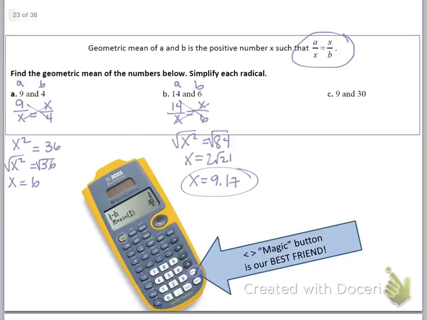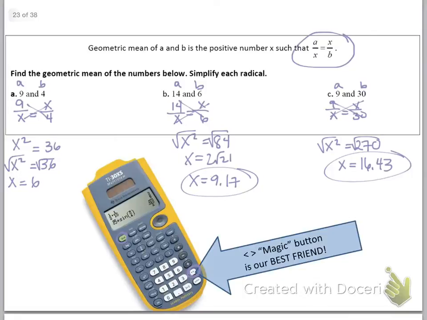So if I move over here, this is A, this is B. So 9 over x is equal to x over 30. X times x gets me x squared. 9 times 30 gets me 270. Opposite of squaring is square rooting. X is equal to square root of 270, which gets me 3 square root 30. I do my magic button. So x is equal to 16.43.